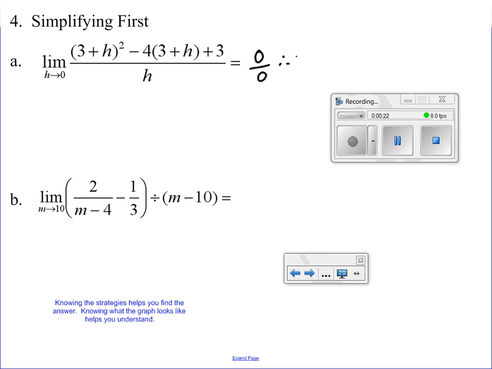a lot, but it's important for us to remember what that means, that there's a hole there, that it's indeterminate, and that requires us to figure out what the rest of the graph looks like when there's just that one little gap in the graph, which we call a hole.